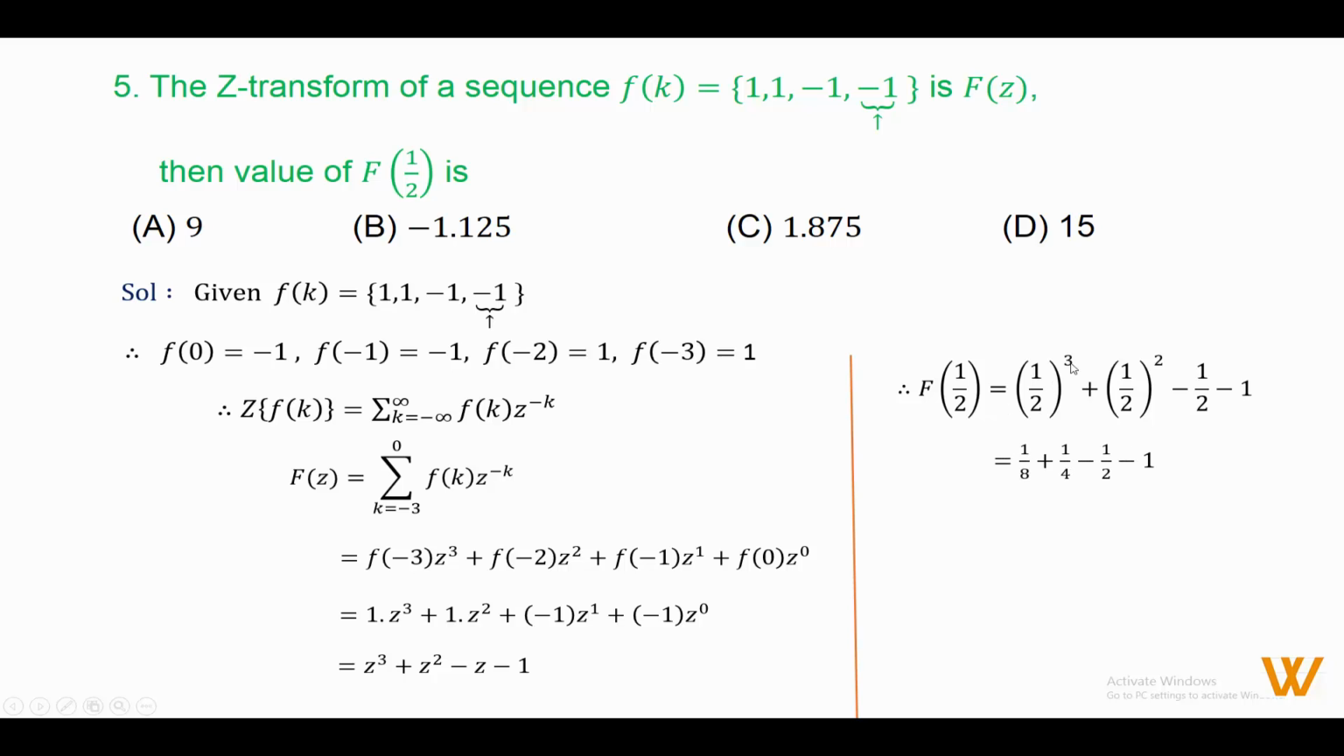Here is equal to 1 half cube means 1 by 8, plus 1 half square is 1 by 4, minus 1 half minus 1 is equal to, now take LCM, LCM is 8 here, so first term is 1, plus multiply second term by 2, plus 2, minus of multiply next term by 4, minus of multiply last term by 8, so is equal to 1 plus 2 minus 4 minus 8, which is minus 12 plus 3 is minus 9, is minus 9 by 8, and is equal to minus of 1.125. So answer is B option, minus 1.125.